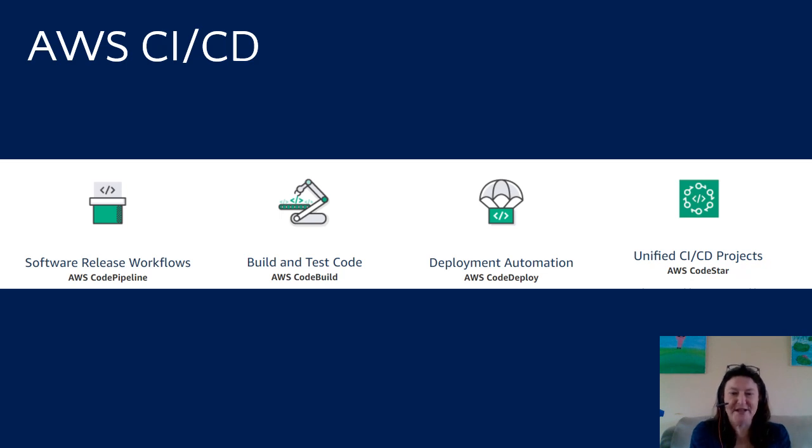Deploy automation is just like Azure Deploy, where you can, with CodeDeploy, deploy your code into the different environments, into dev and prod and staging and so on. And then CodeStar kind of manages all of this together and manages the whole CI/CD process in AWS.